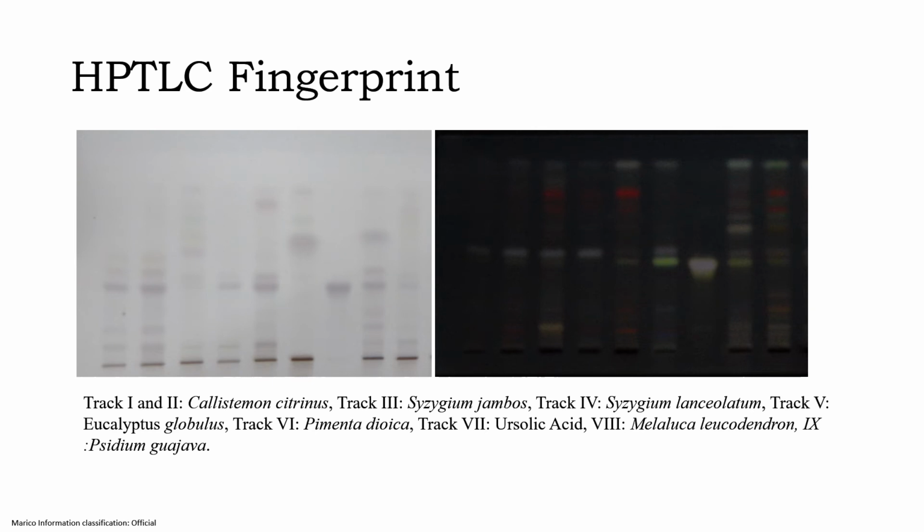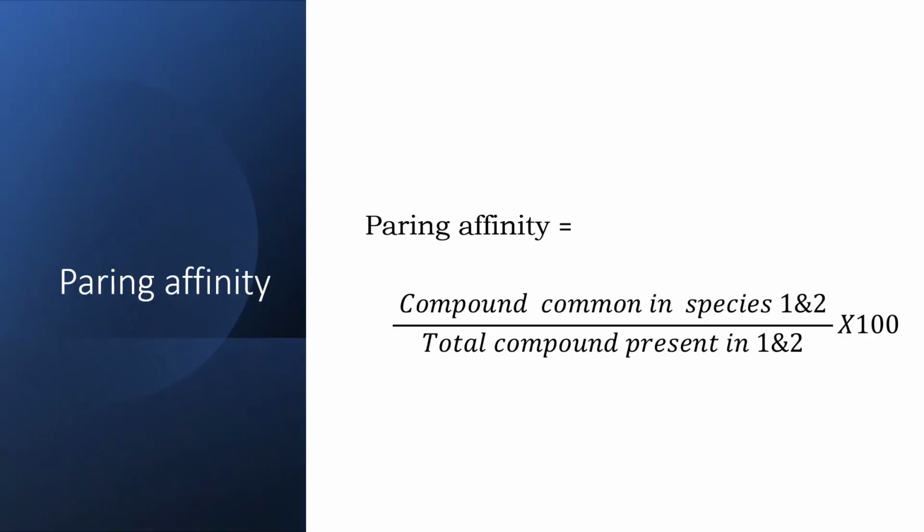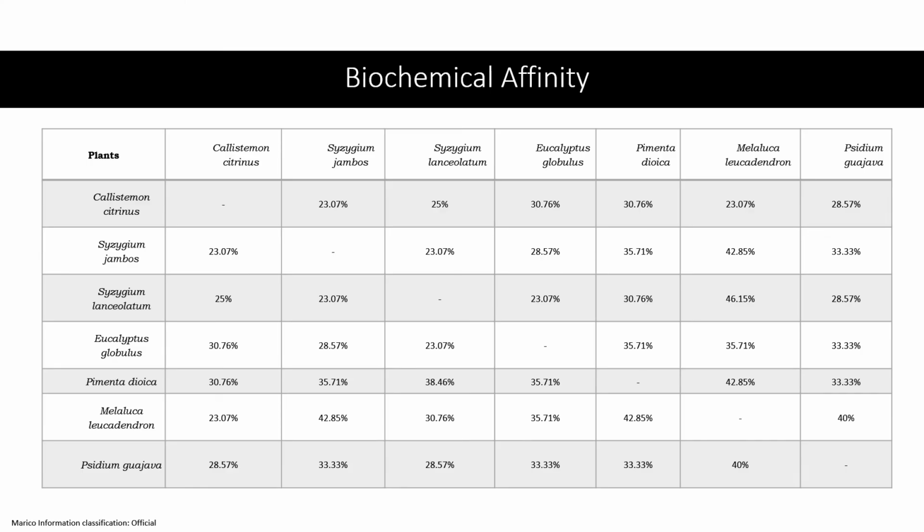The data obtained here is the chemical profiling of the 7 plants that we have considered for the study. Based on the data obtained, a pairing affinity was calculated using the formula displayed on the screen. The compounds common in species 1 and 2, divided by the total compounds present in species 1 and 2, gives the percentage of the affinity between them. Here is the calculated value using the pairing affinity formula.